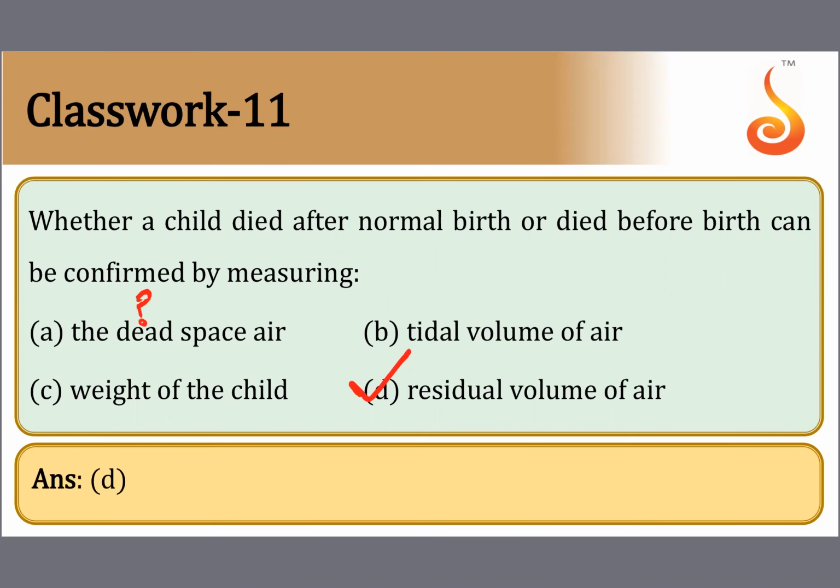Whatever air passes through the conducting division where there is no gaseous exchange at all, that air is called the dead space air. And those sites in your respiratory system where there is no respiratory exchange are called anatomical or physiological dead space. Okay.